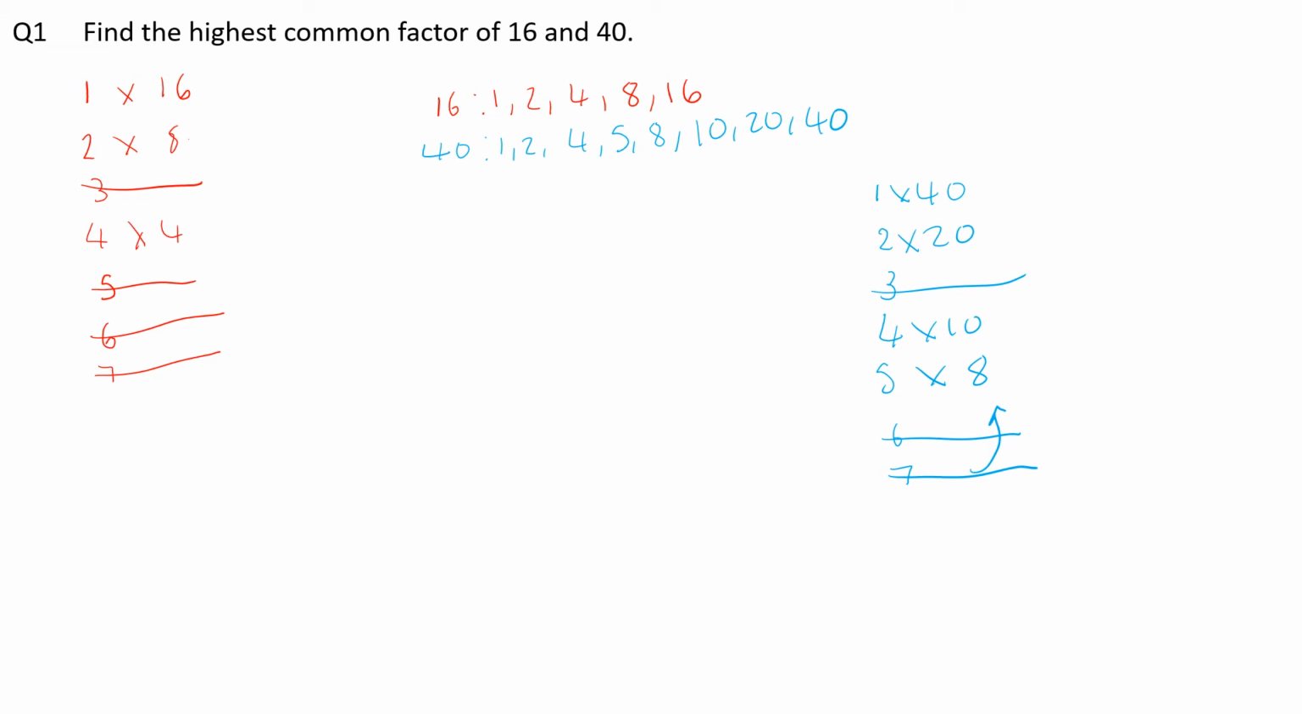So we can see that they've both got a 1, both got a 2, both got a 4, they don't both have a 5, they both have an 8, they both don't have 16, 10, 20, or 40. And our highest number, our highest common factor is 8.